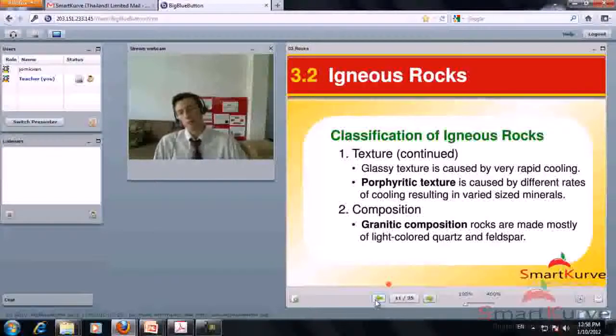Our first type of composition, granitic composition. These are rocks made mainly of quartz and feldspar. Now remember, we learned in our lesson on minerals that feldspar and quartz are actually the two most common minerals on Earth. We learned that they are both silicates. They're made of silicon and oxygen. And what else did we learn?